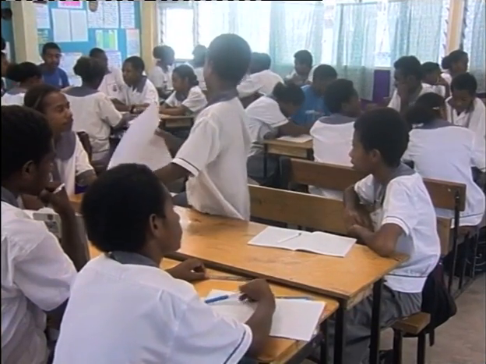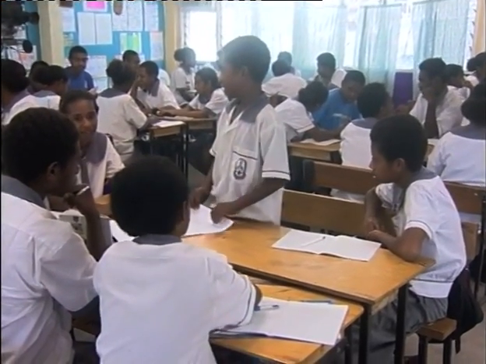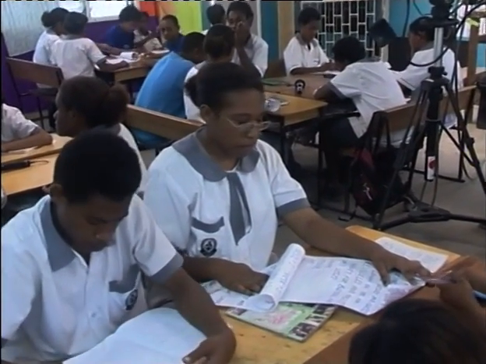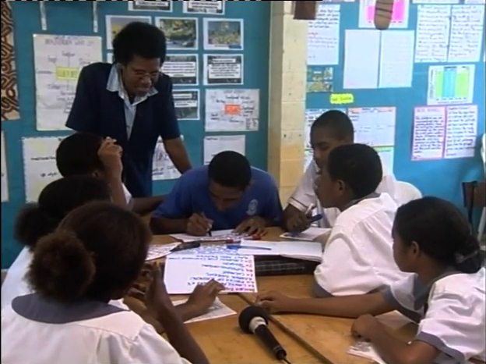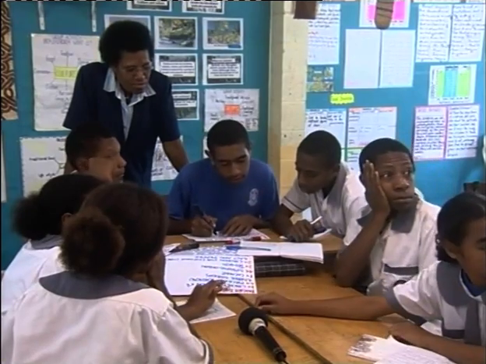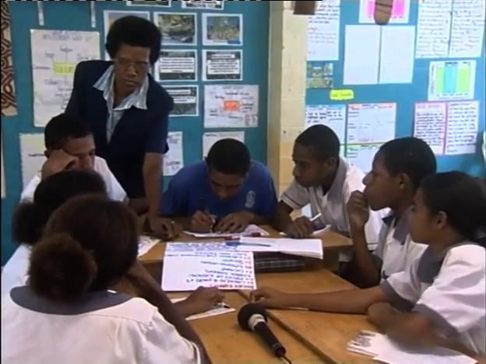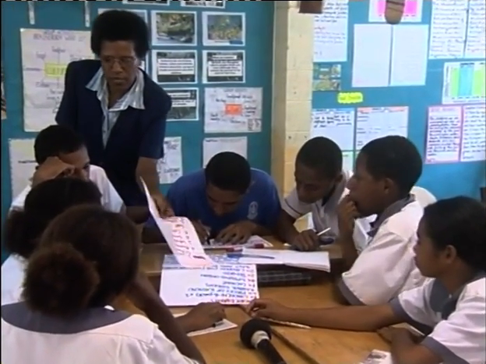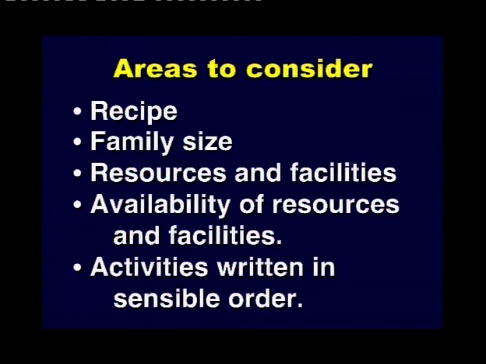So please, I'd like you to talk about this, so when Hayano finishes, just tell her what to write. Okay, thank you. Now let's see yours. You are on your activities. You see? Let's see what you have. Okay, you have the ingredients, steps. We others should be talking about the family size, resources and facilities, availability of resources and facilities while Shane is writing it down.